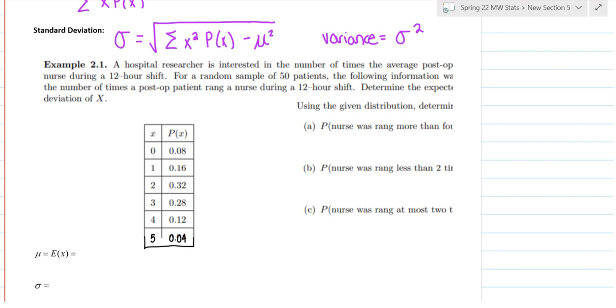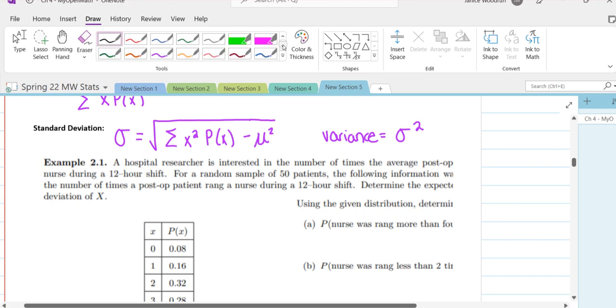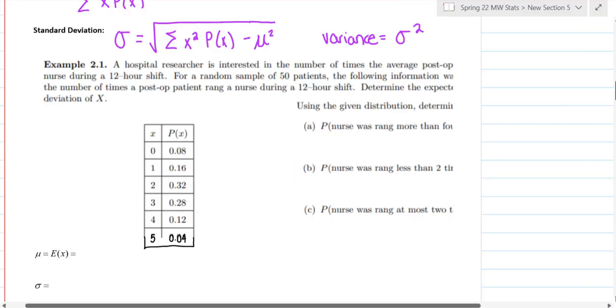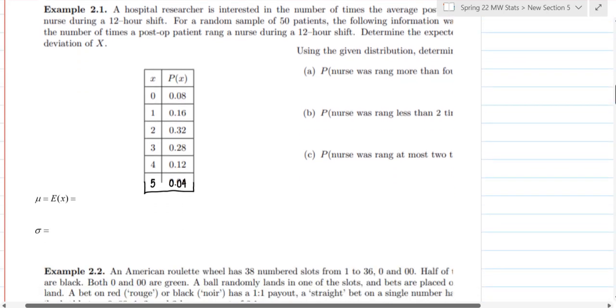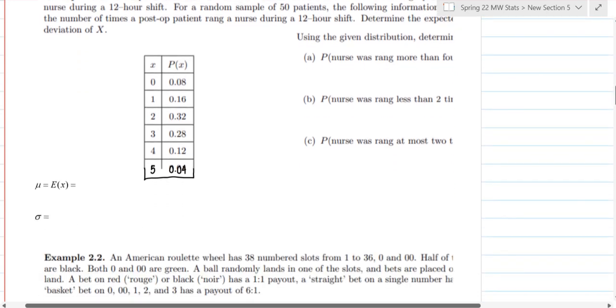And we'll go back to that. Okay, so the mean is going to be the sum of x times p of x. So that means we're going to need to do that. So we're going to go x, p of x. We're going to add another column over here. And we're going to do each of those.